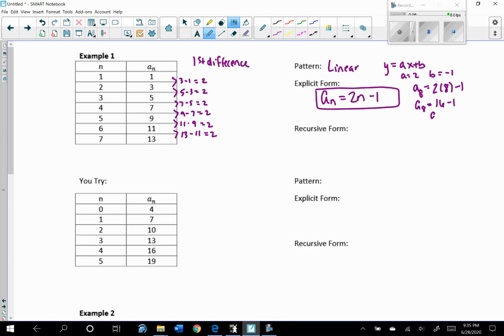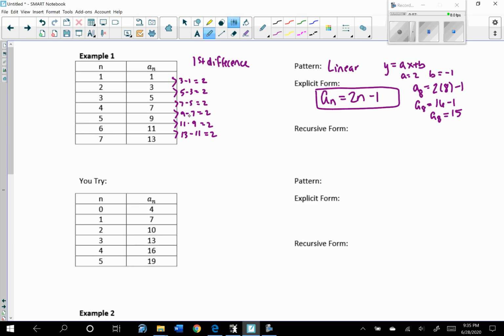So that means that our eighth term is equal to 15, which we could have done very easily by just adding 2 to the 13 here. But this is helpful for when you get to values that are a lot higher. So like, let's say you wanted to find the 100th term, plugging in would be a lot easier. So the next thing we're going to go ahead and look at is the recursive form.